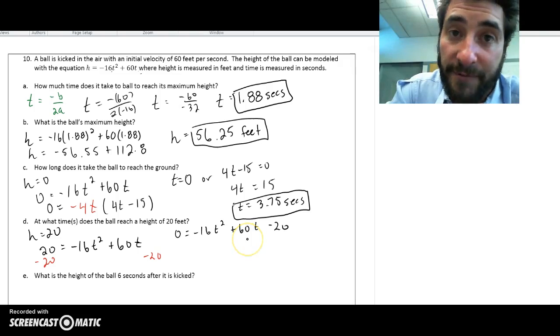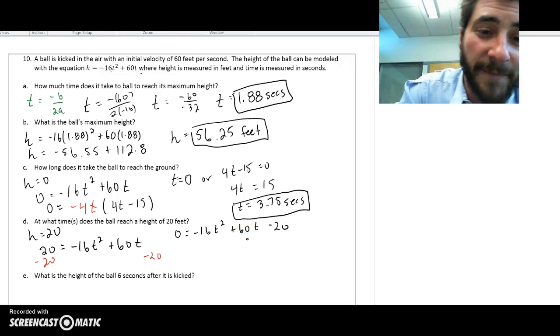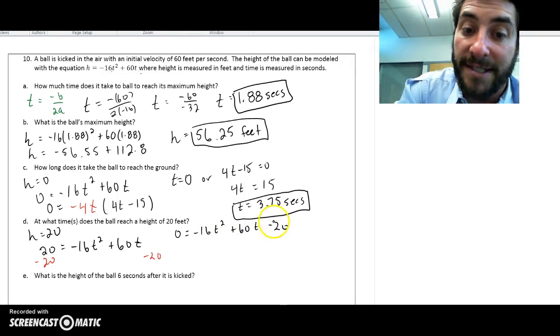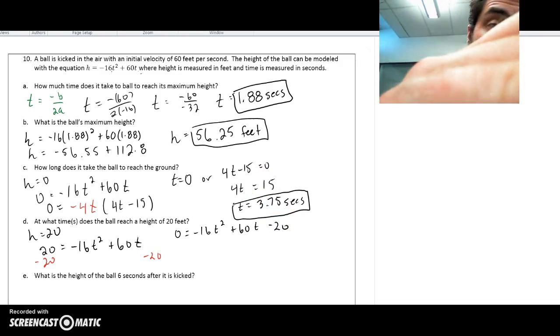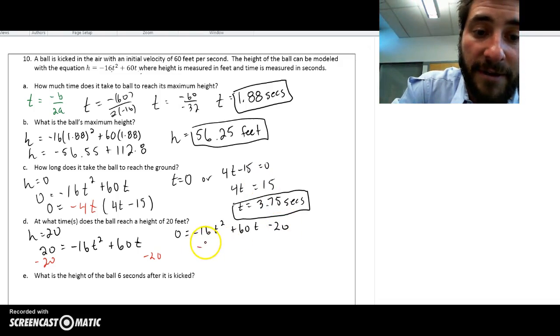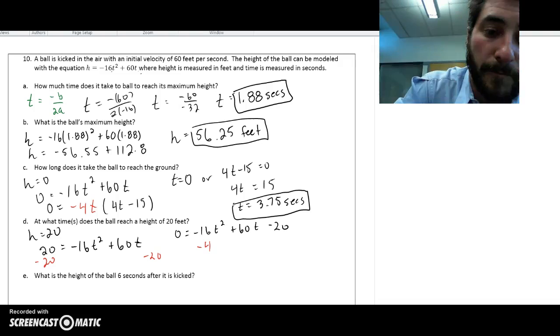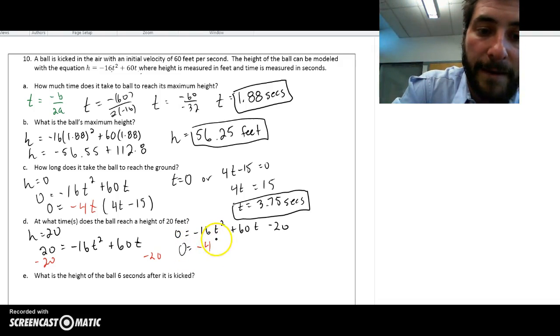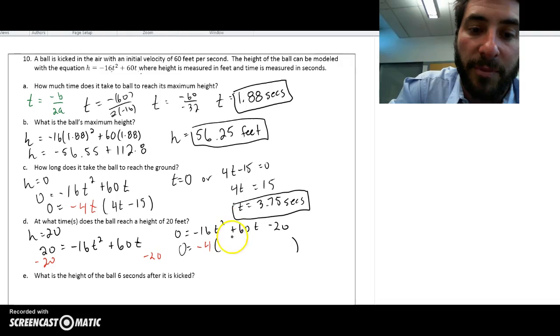I'm going to try to factor it first. I like factoring more than the quadratic formula. So I'm going to pull out that negative 4. I see that negative 20 is also divisible by negative 4 again, so I'm going to factor out that negative 4. And what do we end up with? We end up with 4t squared plus 15t plus 5.